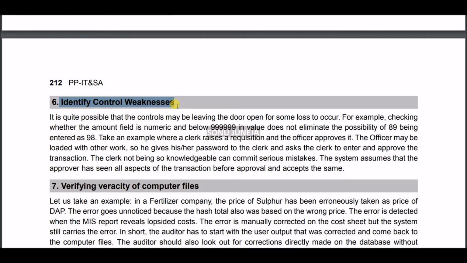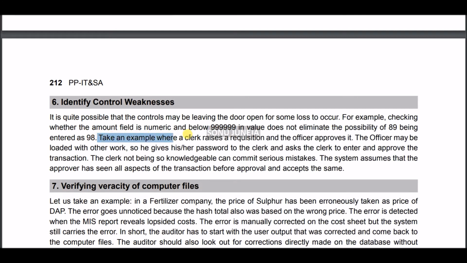the control weakness. So it's quite possible the control may be leaving the door open for some loss to occur. For example, checking whether the amount field is numeric and below 9999999 and the value does not eliminate the possibility of 89 being entered as 98. So it's basically an entry error.